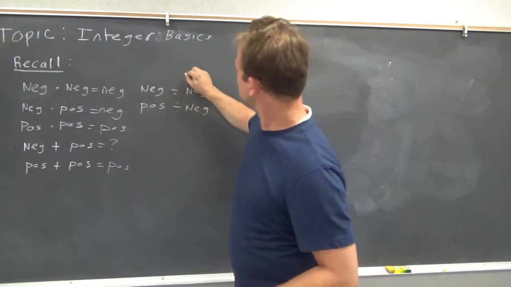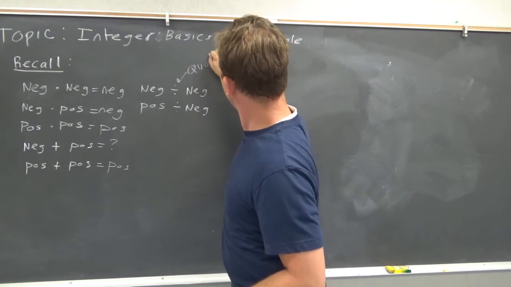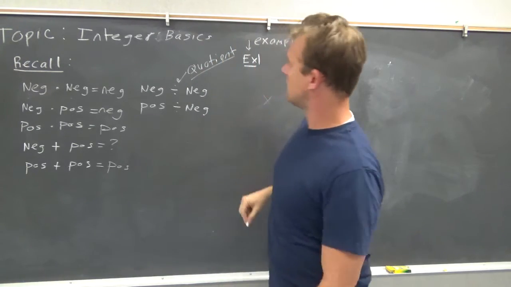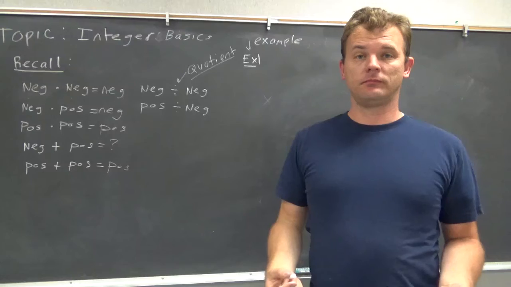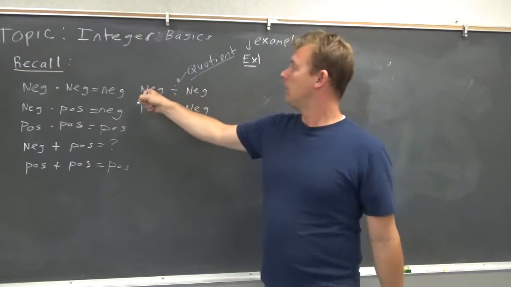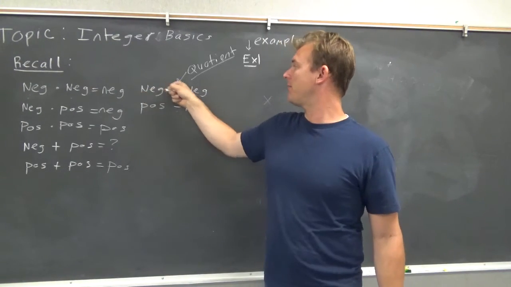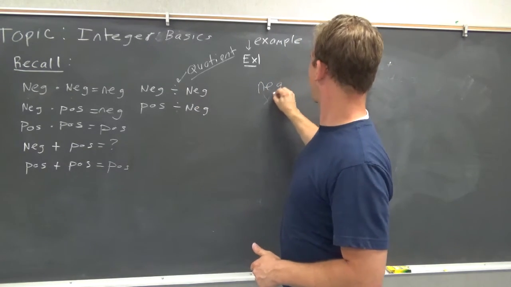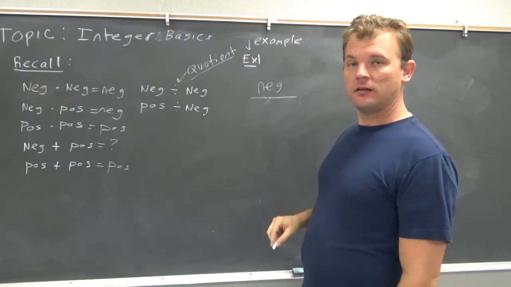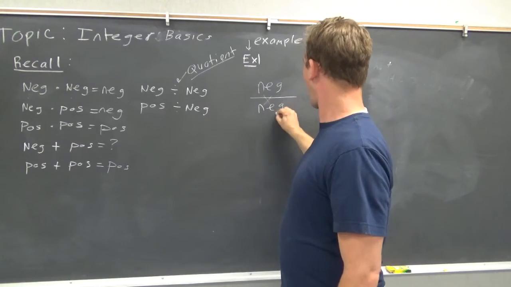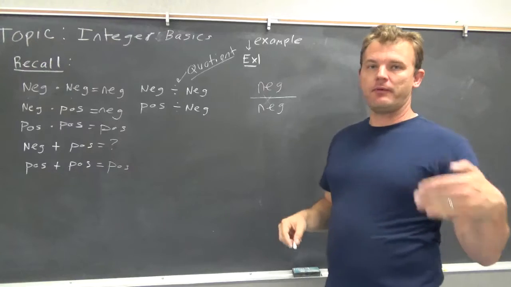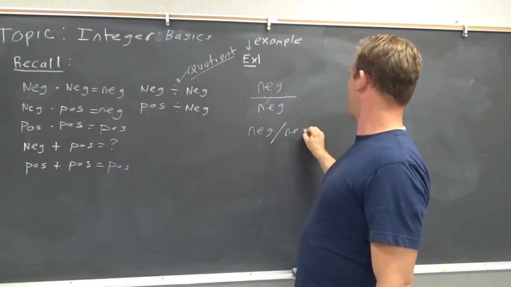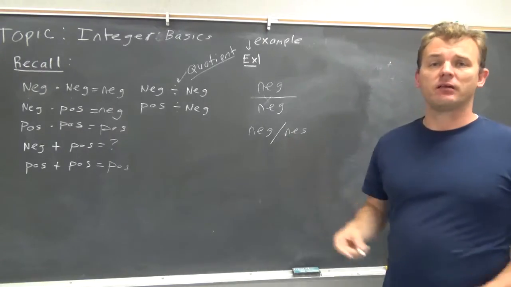Division. Remember, this is what we call the quotient, which is also division. A negative divided by a negative is a what? Some of your teachers, maybe in recent years, have done it with the little box. It's the same thing.